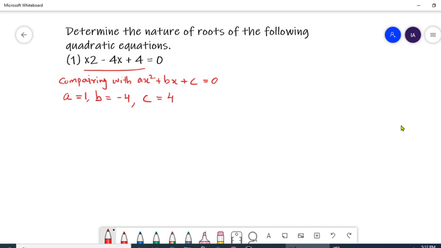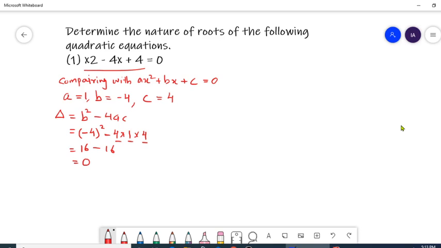Since we need to find the nature of the roots, you should know the value of delta, that is the discriminant. The value of delta is b square minus 4ac. I'll substitute the values of a, b, c in this formula. b square, that is minus 4 square, minus 4 into a into c. Negative 4 square will become positive 16. Here we have a minus sign, so I'll take minus. 4 ones are 4, 4 fours are 16. So this is 16 minus 16, which is 0.